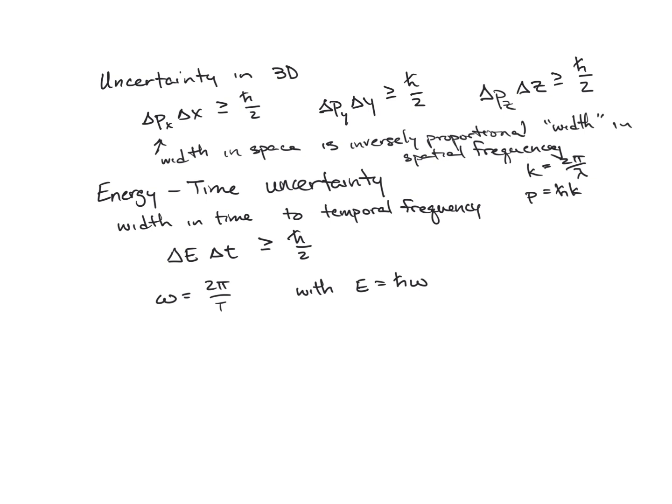Another way to say that would be that if a state or a particle exists for a limited amount of time, that's our delta t, its energy is going to be uncertain. That's our delta E. So a state of motion, or state of being, a not stationary state, exists for a limited amount of time, its energy is uncertain.